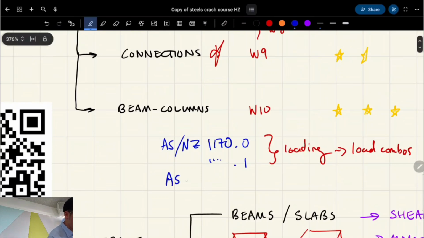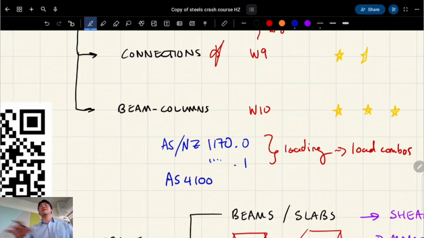The other one that's specific to steel is AS 4100, the steel structures standard for Australia, and that's what the whole course is based on. So everything else in this course you can basically find in this book. That's the required reading essentially.